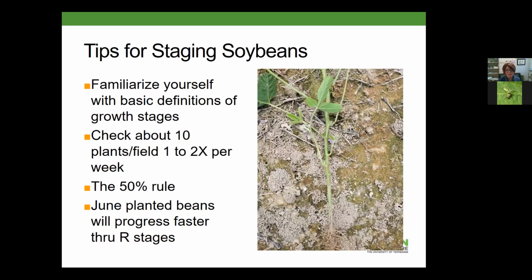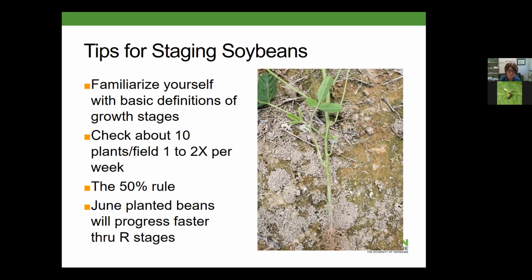So as far as staging soybeans, the main thing, it's not difficult at all to do. The main thing is just to be aware of the definitions for the different growth stages. And be aware if you're working with determinate or indeterminate beans that you're going to see some differences in when they start to bloom and go reproductive. So that's kind of the main thing, is just being aware of what you need to look for.